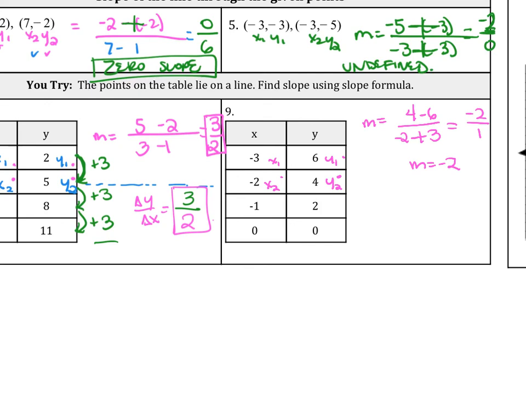If you did the rise over, or I'm sorry, the rate of change, you notice here it's decreasing by 2 each time. Then on the left side for our x's, we notice that it's increasing by 1. So it's the same thing. Change in y over change in x. This is negative 2 over 1, or negative 2. So again, 2 ways to figure out slope. And it's just nice to know both, so that way you can double check your answers.